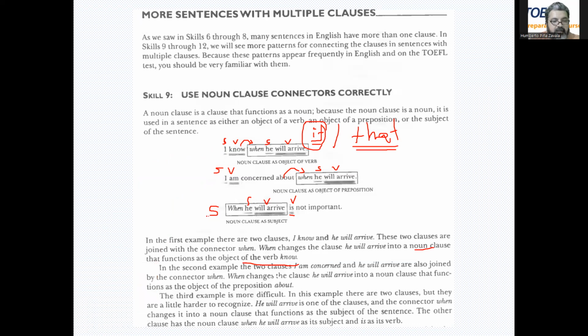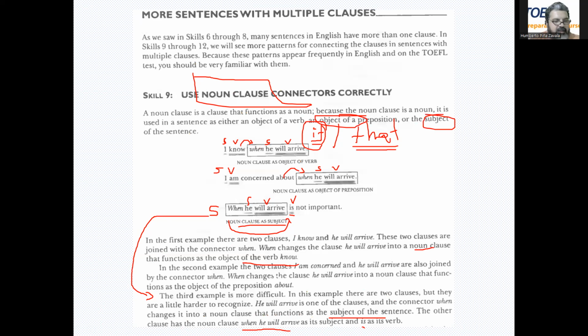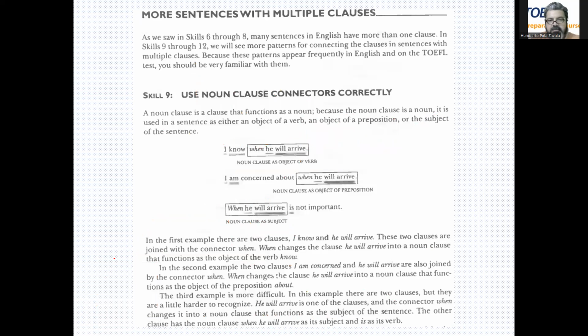And in number 3, the example is more difficult. In this example, there are two clauses, but they're a little harder to recognize. He will arrive is one of the clauses, and the connector when changes it into a noun clause that functions as the subject of the sentence. The other clause has the noun clause when he will arrive as the subject and is as the verb, right? So when he will arrive is not important, okay? So these noun clauses, like I said, can be used as either the object or the subject in a sentence. That's what we're trying to say.